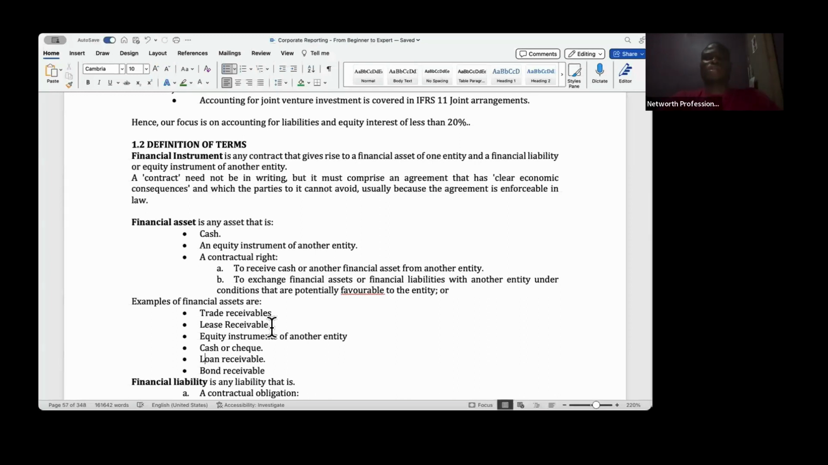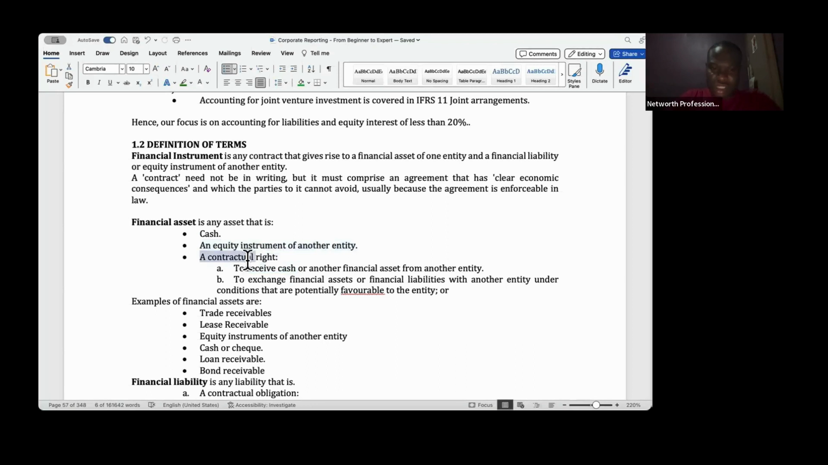But relating it to what we are learning today, financial assets, being cash, investment in shares, and this one, a contractual right to receive cash, which is majorly investment in debt, when you lend somebody money or when you sell on credit. The question is this: if you buy a motor vehicle, can it be a financial asset? I know that it's not cash, and it's not shares. It's not like you're buying shares in a company.